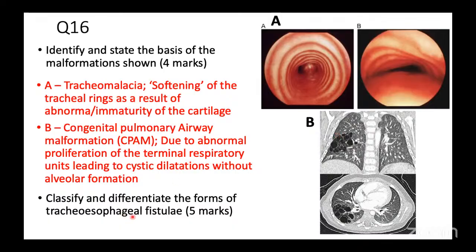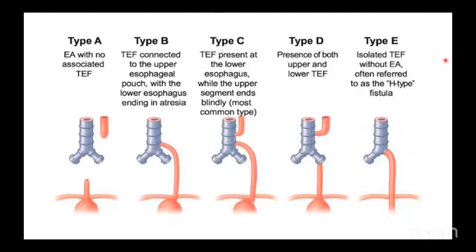For part B of the question, classify and differentiate the forms of tracheoesophageal fistulae. This image just gives you the answer. So type A, you have esophageal atresia alone without any problems with the trachea. In type B, you have a distal connection. So up here, the esophageal atresia is proximal with now a distal tracheoesophageal fistula.